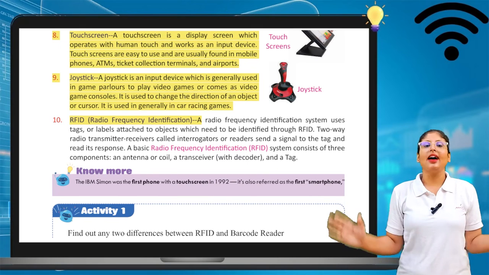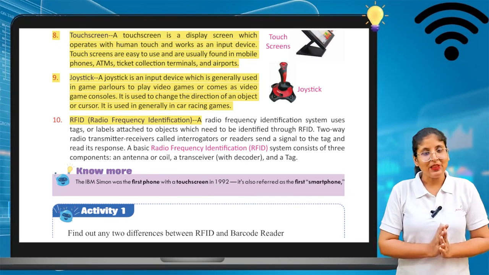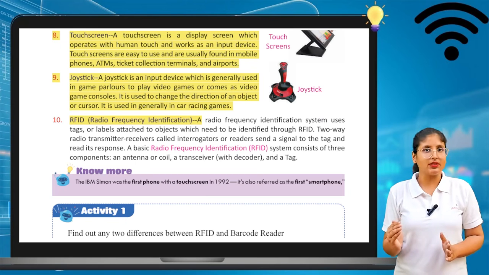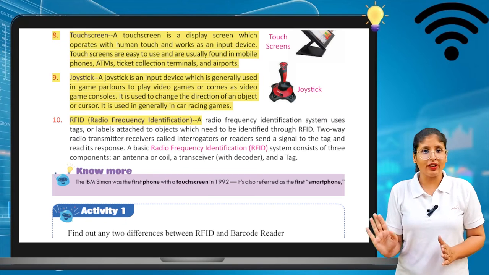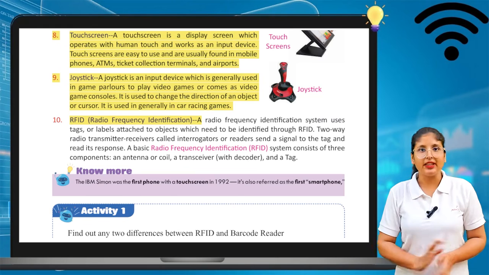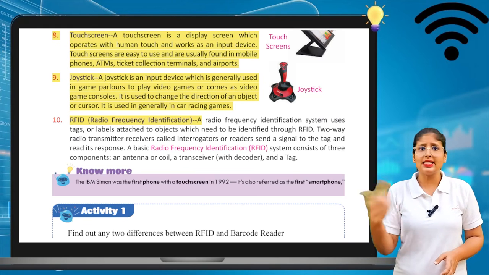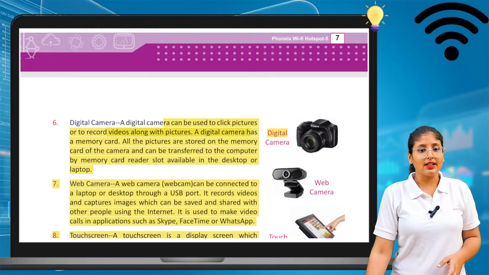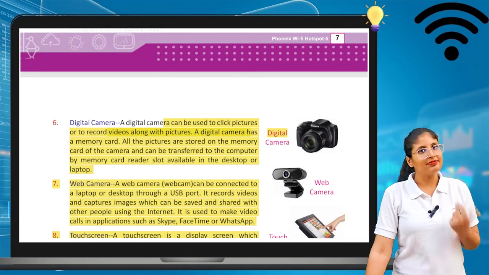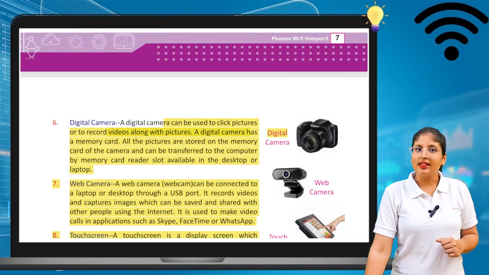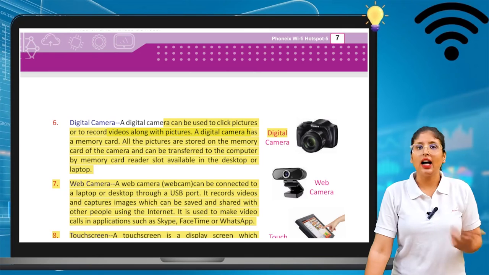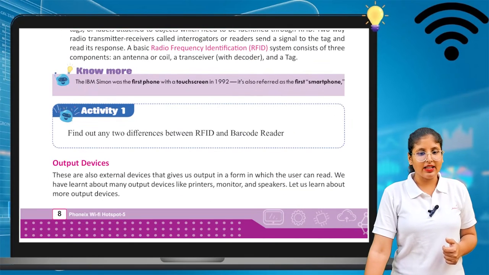All these are the input devices. So all these are hardware. Okay, there is no software in it. All these are hardware, whether it's a joystick, a touch screen, tablets, or digital cameras. These are the input devices, or we can say hardware. Next we will see, my dear learners.